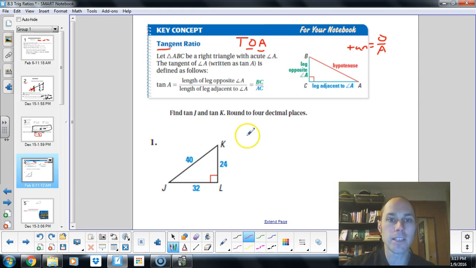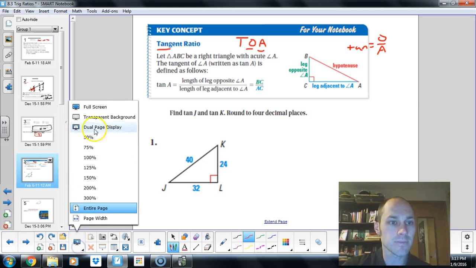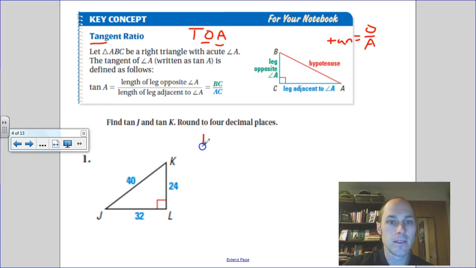So if I want to find the tangent of J, the tan of J, as I'm looking at it, 24 is the opposite side. 32 would be the adjacent side from J. I know 40 isn't the adjacent because that's the hypotenuse. It's across from the right angle. So 24 over 32.